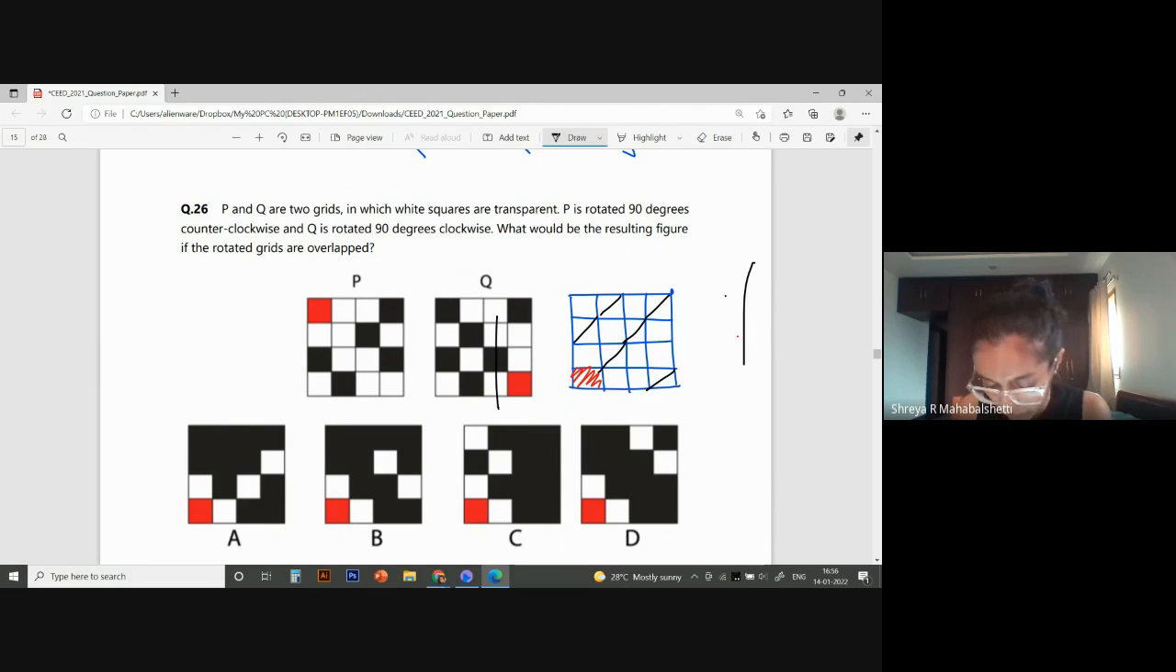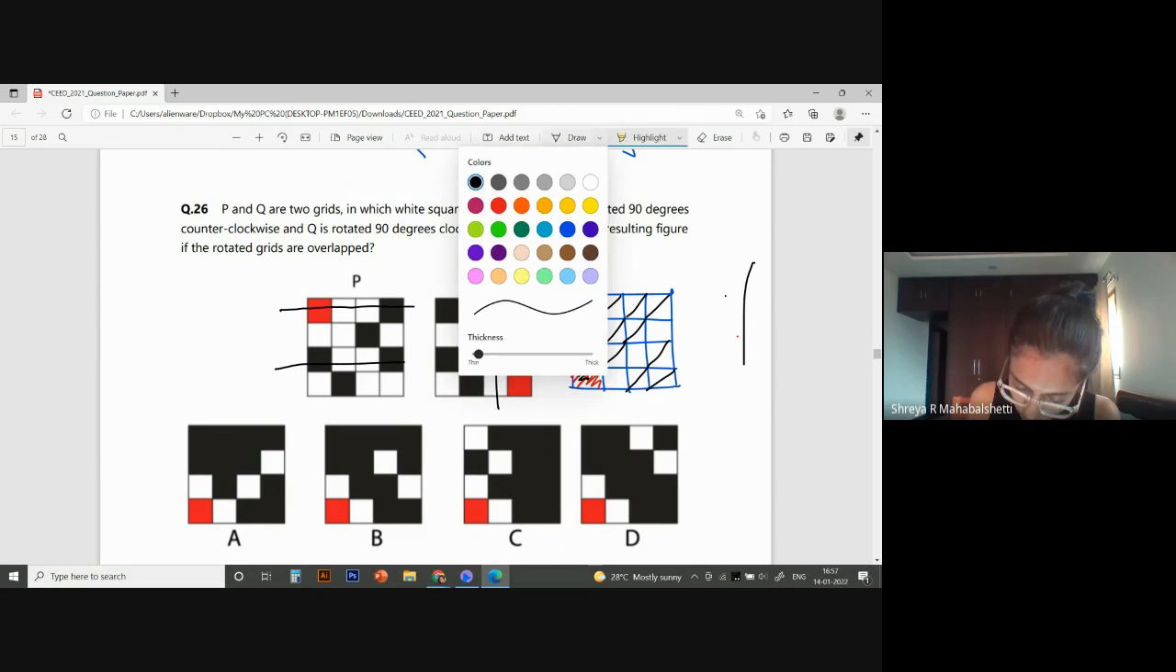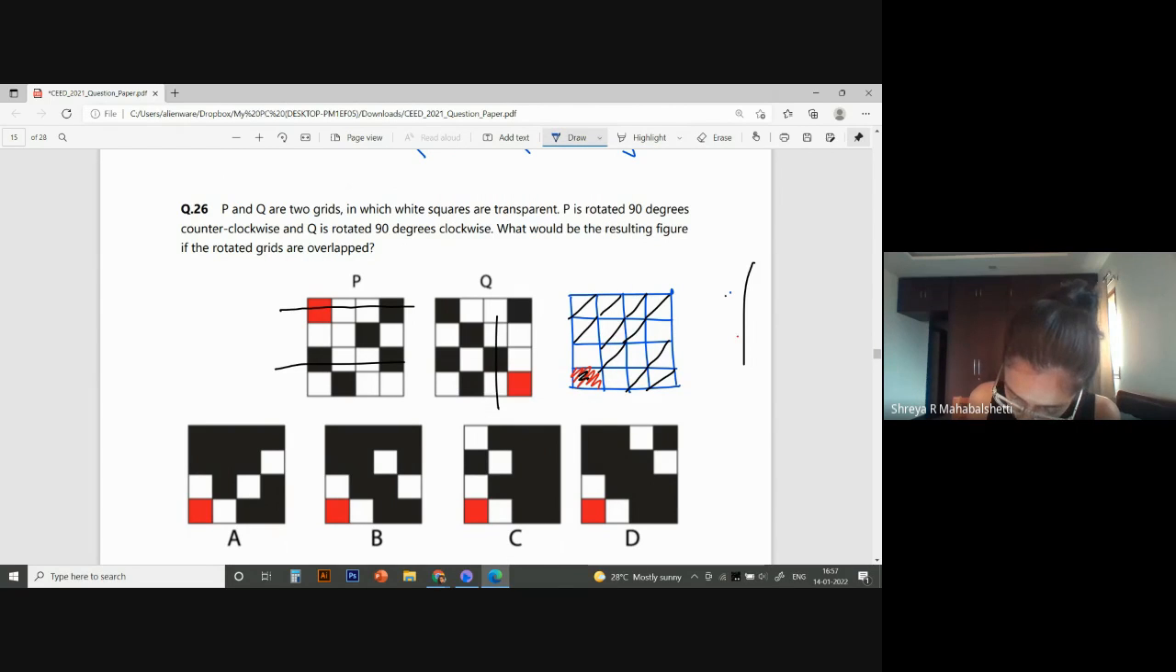Okay. Now this one, P, where you rotated counterclockwise. Counterclockwise, again, red will come here only. All your first rows will become column. Hence, this is gone. Then next one, this is gone. Then here, this and this is gone. And finally, this one's gone. So what are we left with? We're left with 1, 2, 3, and this.